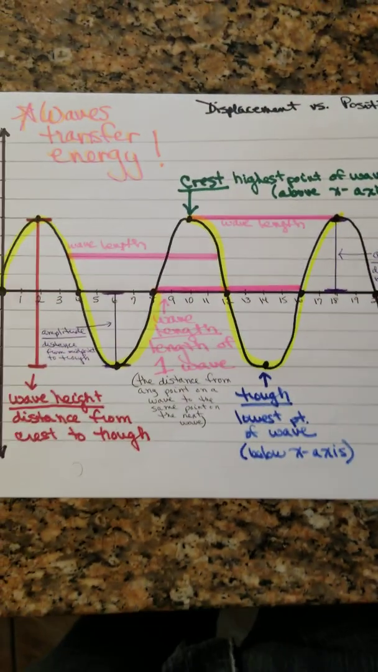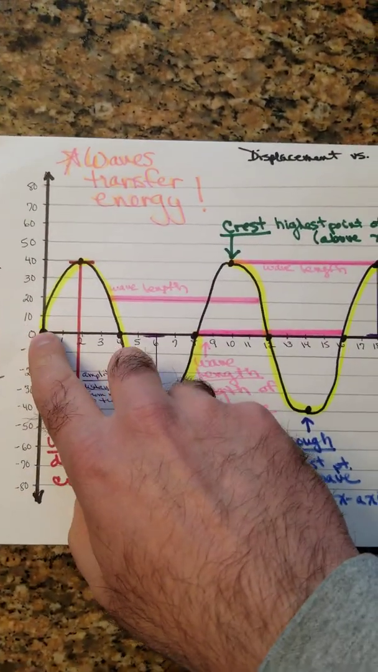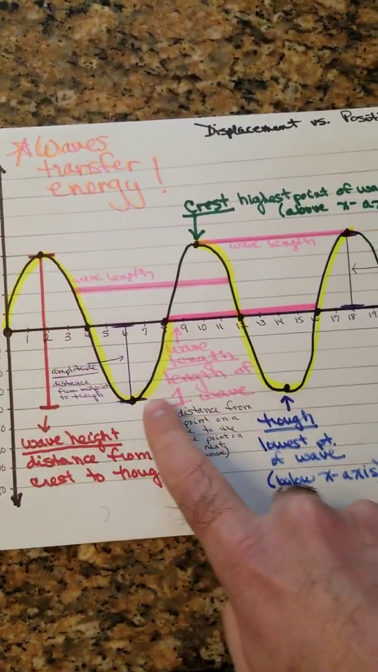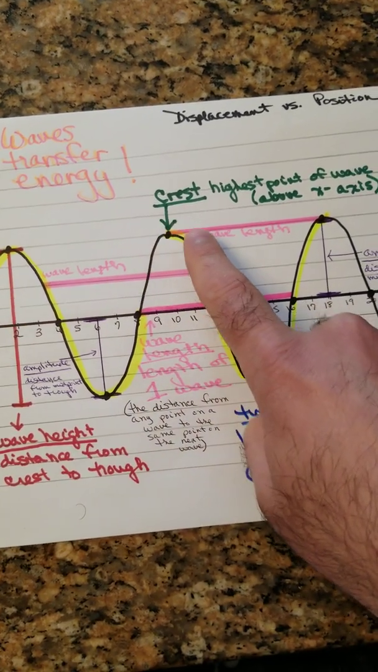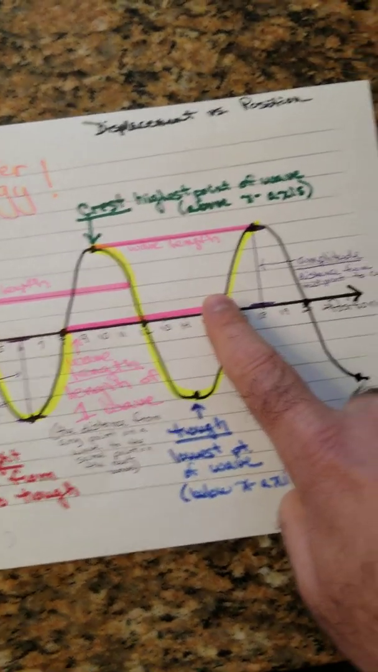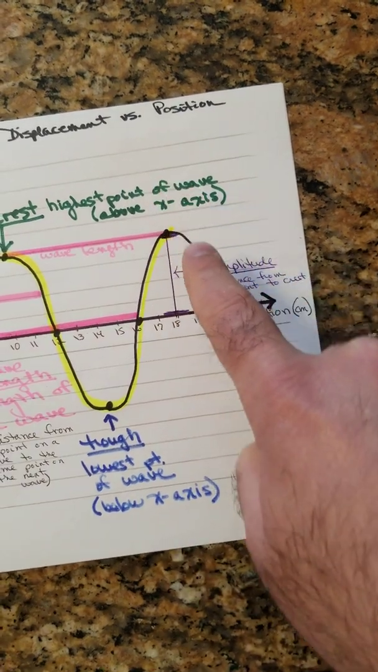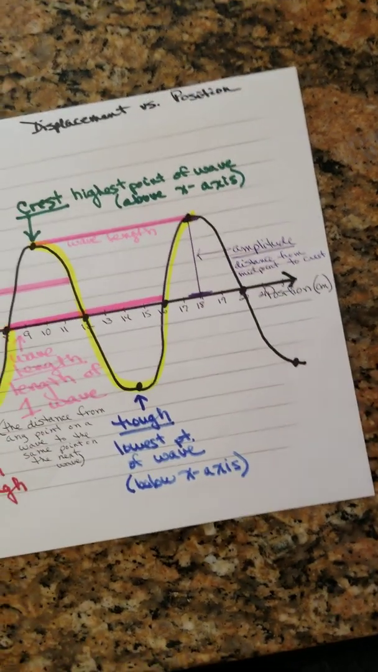So if I'm looking at this diagram, let's count the cycles. One cycle, two cycles, and 2 3/4 cycles.